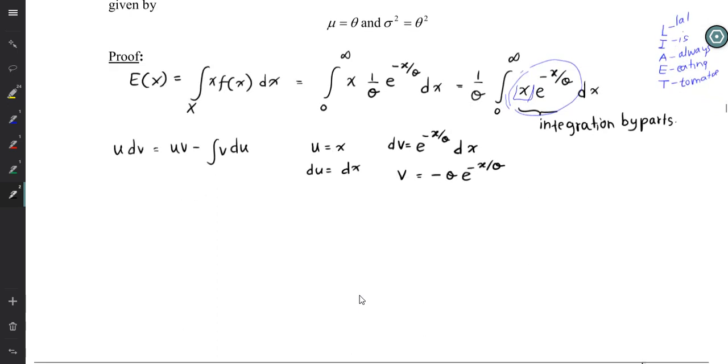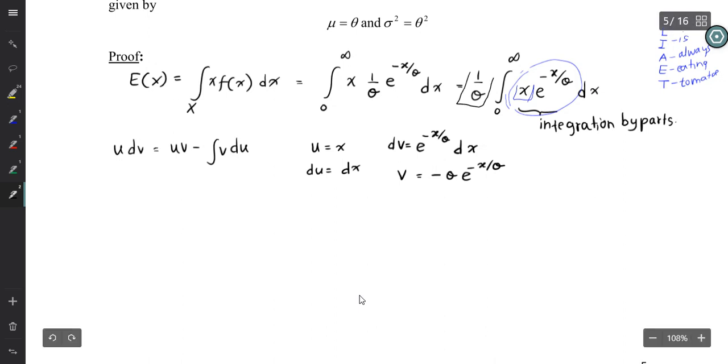Okay, now we have du and dv. We have u and dv, so you have du and v. Now let's apply it to our function. We have 1 over theta. Remember that you have 1 over theta; we will come to that later when we find the final answer.